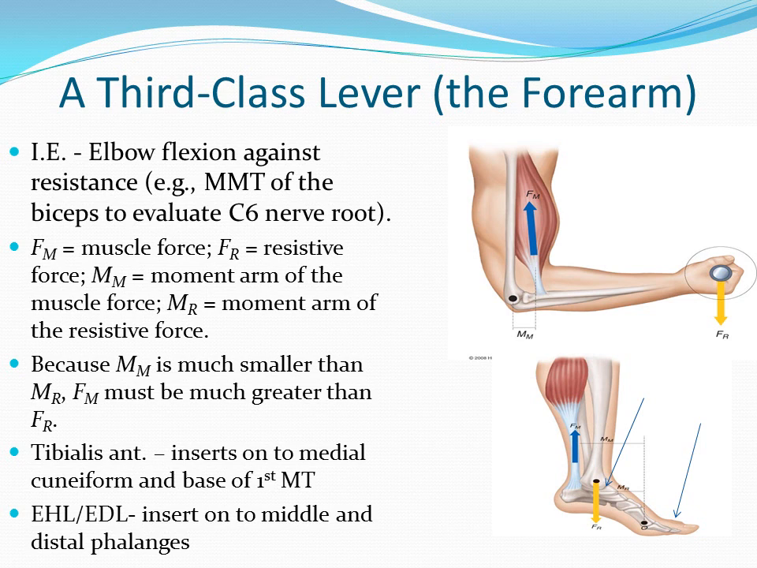So the applied muscle force, the force of the bicep muscle, must be much greater than the resistive force in order to overcome the inertia of that weight. And that explains why in the health club you can only do bicep curls with 30 or 40 or 50 pounds, but you can do standing calf raises with hundreds and hundreds of pounds, because it's a different lever system.